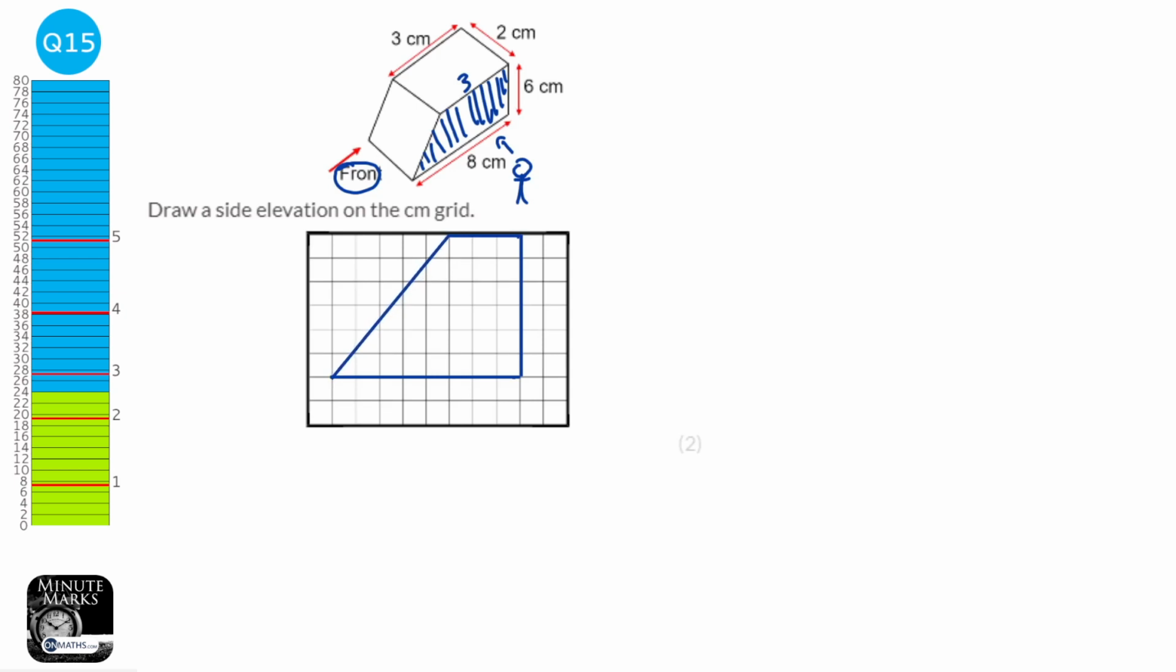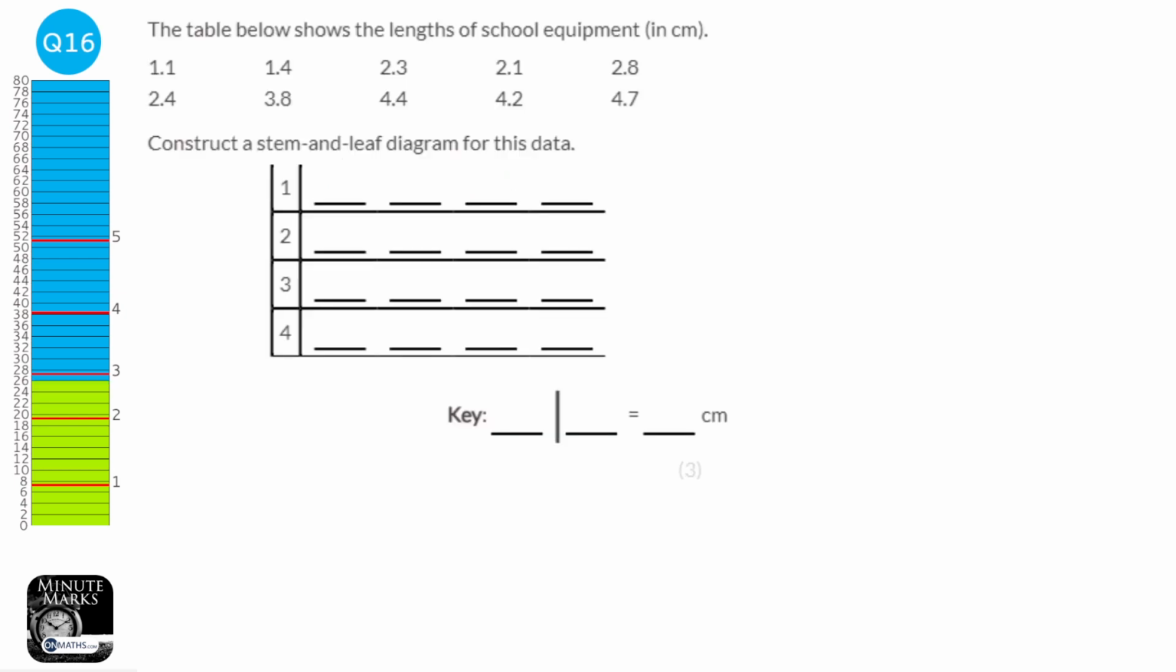So a stem and leaf diagram is just a way of showing raw data. This 1 here could either mean 10 or it could mean 1. In this case we're using it to represent a 1, because if you look at the data they're all either 1 point something, 2 point something, 3 point something or 4 point something. So looking at the 1 point somethings, we've got a 1.1 there and we've got a 1.4.